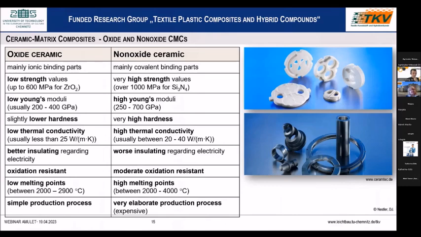The main differences between the oxide CMCs and the non-oxide CMCs are that the non-oxide CMCs have a better strength, better Young modulus, thermal conductivity, and higher melting point than the oxide CMCs. However, in case of OCMCs, the advantages are better insulating, better oxidation resistance, and a cheaper production process.